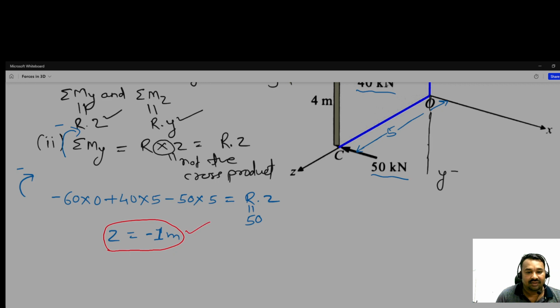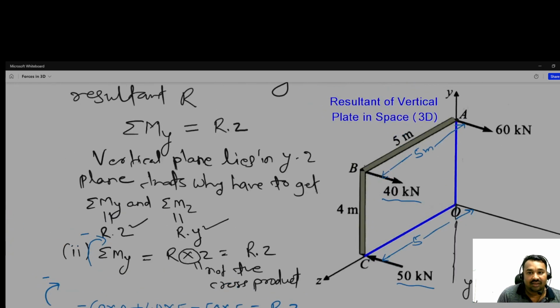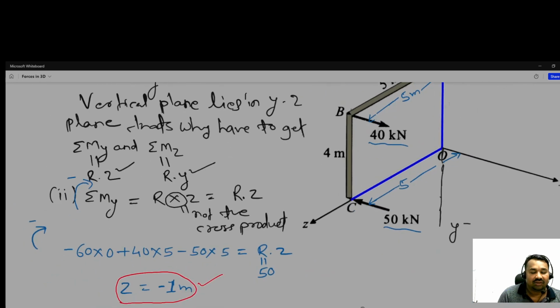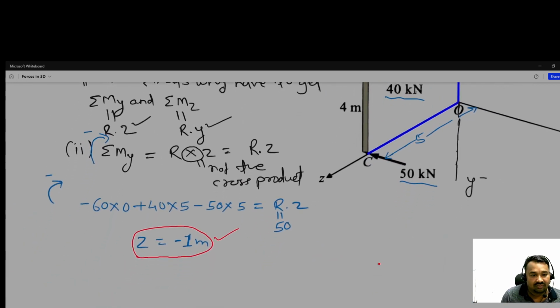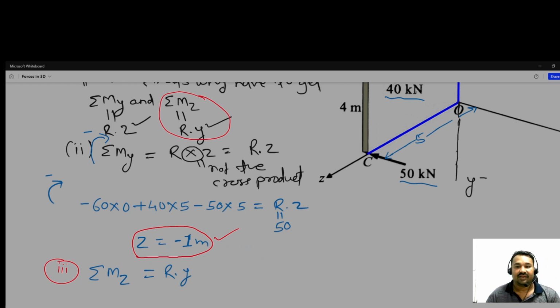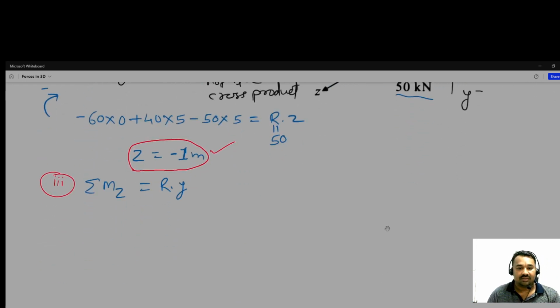This we have done. Next, what we have to get? We have to get the y. For that, we apply the third step: summation of Mz is equal to R multiplied by y.